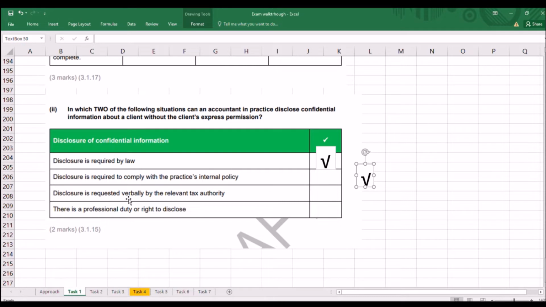Disclosures requested verbally by the relevant tax authority. Now I'd try that in writing. So the tax authority could require it if they'd written to us and required it. They're almost dragging us into a legal requirement, required by law. Professional duty to disclose.